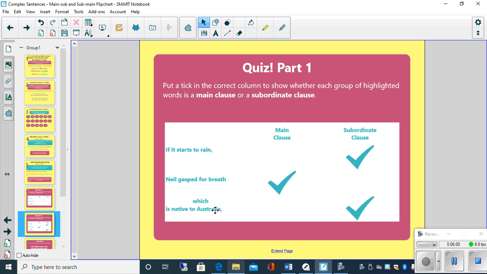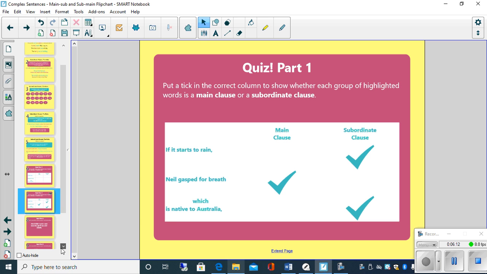Which is native to Australia is also a subordinating clause. Which is native to Australia, okay, which being our subordinating conjunction in this instance. Let's have a look at the next slide then.